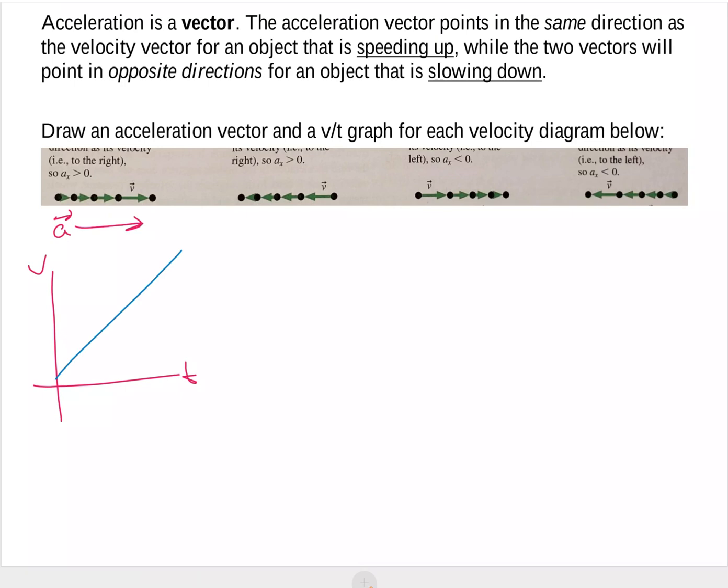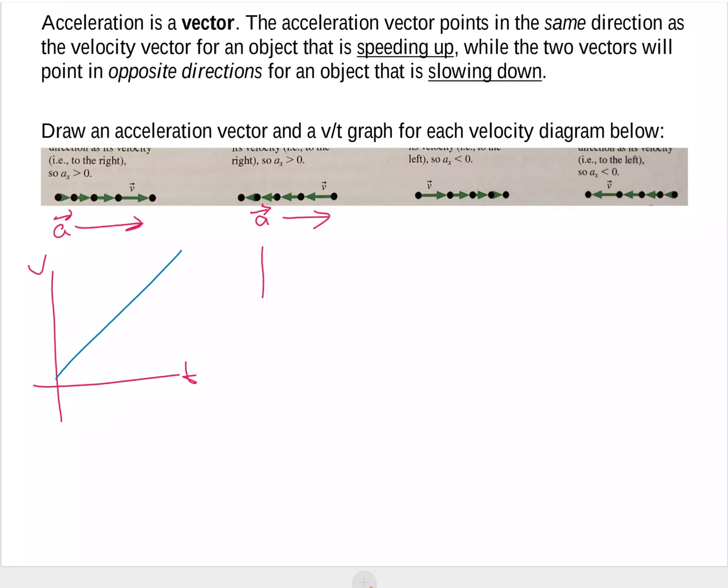We see that the velocity is to the left. If we define positive as to the right, then what is our velocity? Negative. Now, are we speeding up or slowing down? Slowing down. So which way is the acceleration vector going? We're slowing down. The velocity vector is to the left, which means our acceleration vector has to go against that. So the acceleration is to the right.